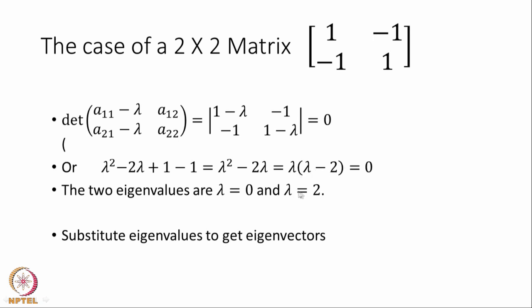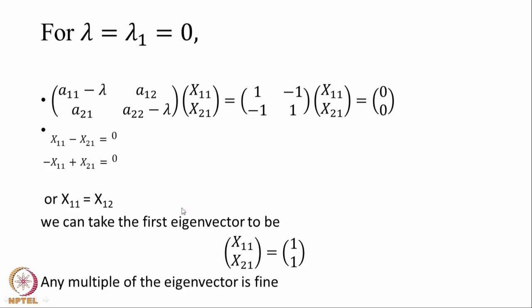Lambda minus 2 means lambda equal to 2 is a root, and lambda appearing alone means lambda equal to 0 is a root. So this product implies that either lambda equal to 0 or lambda equal to 2. These are the two roots of my polynomial equation, and from what I concluded in the previous slide, both of these are eigenvalues. Now I have to substitute these eigenvalues into my matrix to get the eigenvectors. That is what I shall do in the next slide.